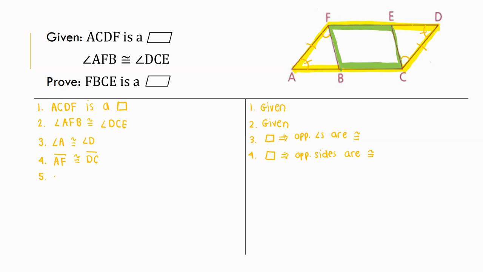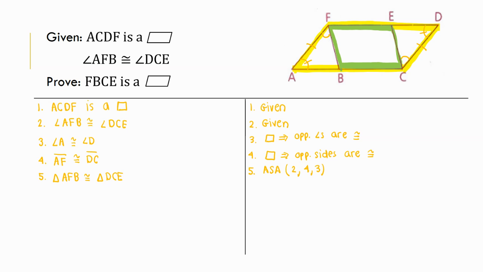So I can say that the triangle AFB is congruent to the triangle DCE. And that's because if you look at the markings, we have angle, side, angle. So notice that my first set of congruent angles came from step 2. My congruent sides came from step 4. And then step 3 got me my other set of angles.